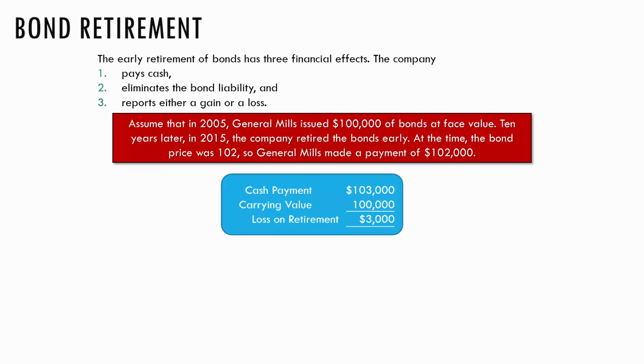So, here we have General Mills. They issued their bonds at face value, which tells us there's no premium and there's no discount, because they issued them at the same amount that they're going to have to pay back, which is the $100,000. Okay, but to get them off the books early, it says retire the bonds early, we're going to pay an additional amount.